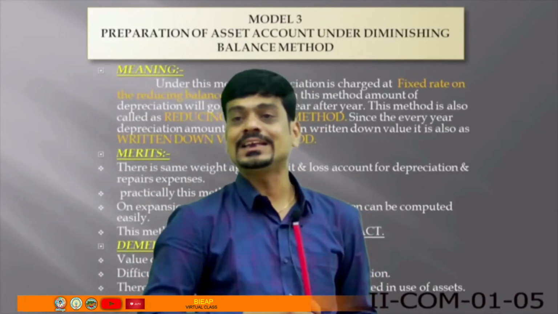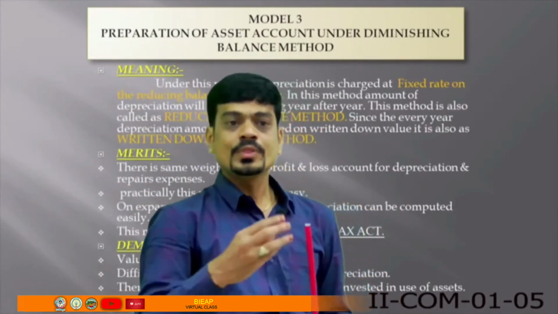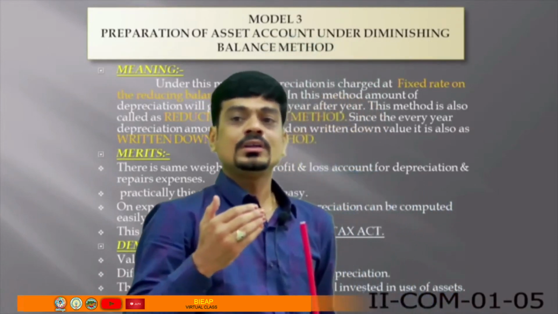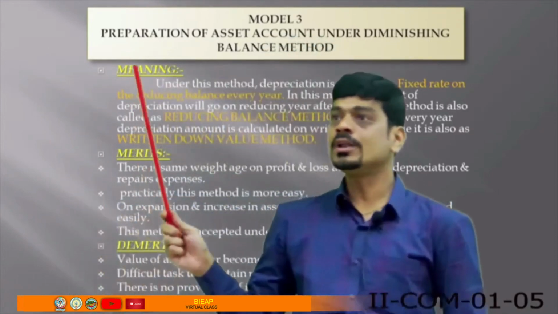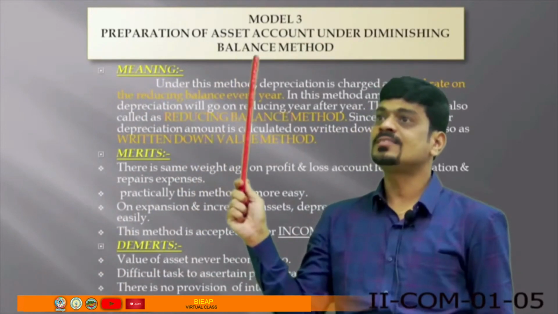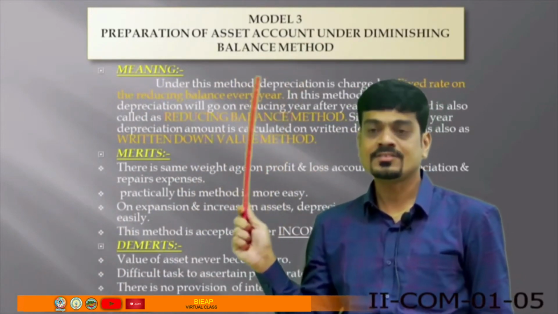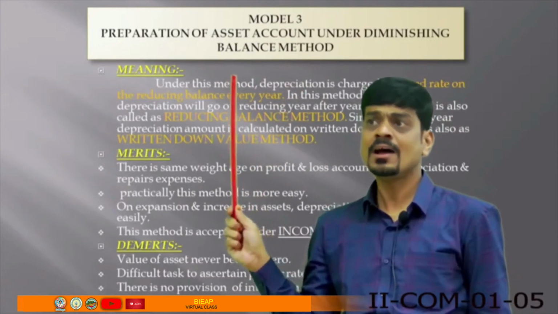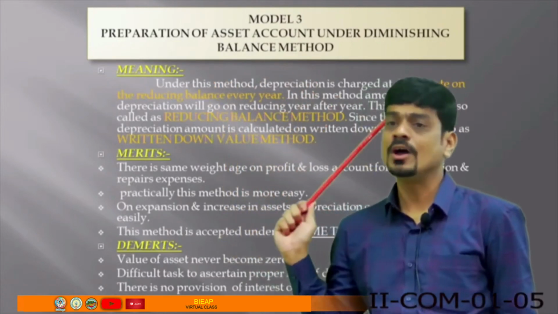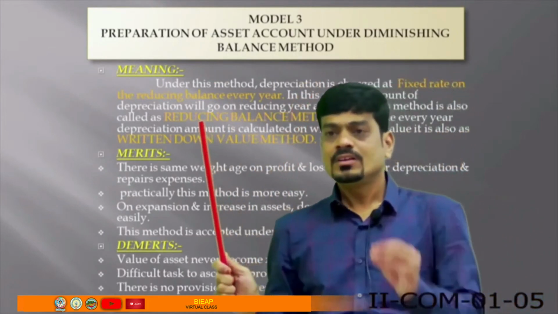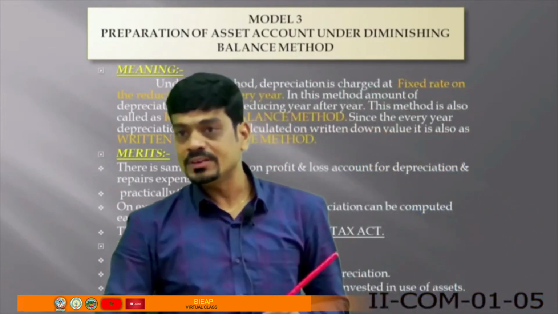That was on the straight line method. Now, we are going to do the third model, and the model is preparation of asset account under diminishing balance method. That is the last method, and after this we are going to do the sale of asset. So, diminishing balance method. Just let me take you back to the economics.